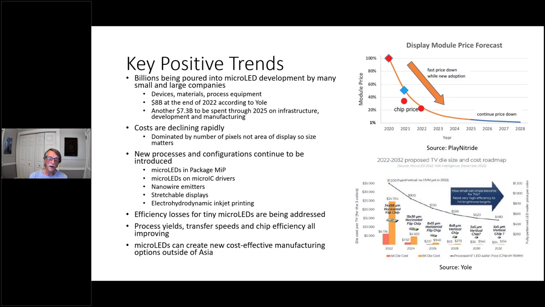Efficiency losses for tiny micro LEDs are a big problem because they become less efficient, and around 10 microns or so they really start to fall off. So we're seeing good progress in that area. We're seeing process yields, transfer speeds, and chip efficiency all improving, and multiple papers talking about that at DisplayWeek.